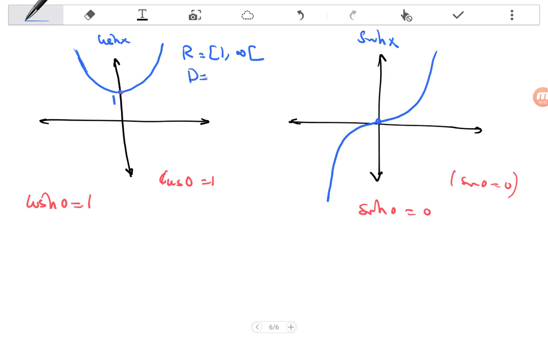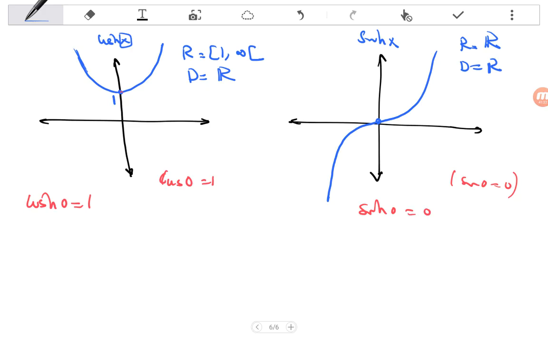What about the domain of cosh? It is just R. So there are no conditions on what is inside the cosh. And so for the sinh, the domain is just R. What about the range for the sinh? The output of the sinh, do I have any condition for it? No, we don't have any conditions, so we find that it is also R.